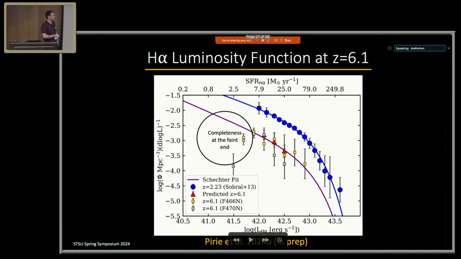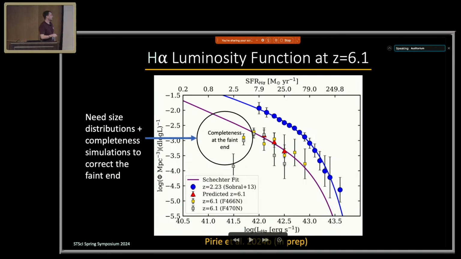First of all, we still need to account for completeness at the faint end, but in order to do that, we need size distributions of these objects, seeing as they're very resolved. So we need to figure out what size distribution of these objects there are in order to run completeness simulations to correct at the faint end.